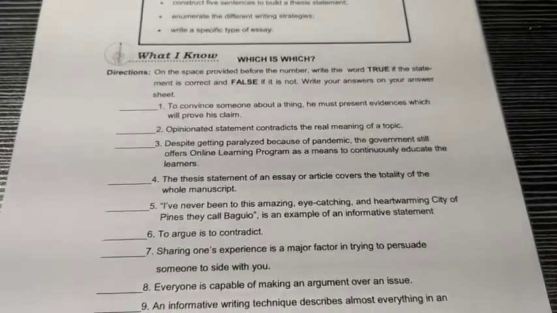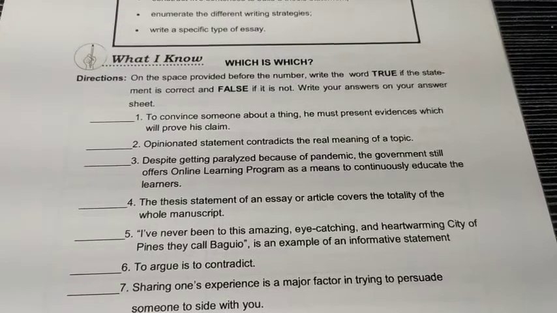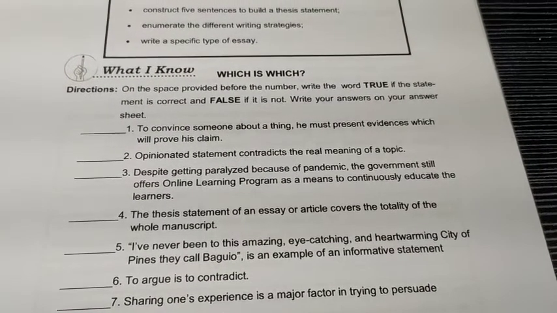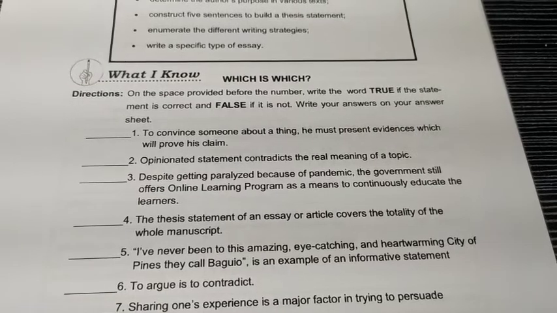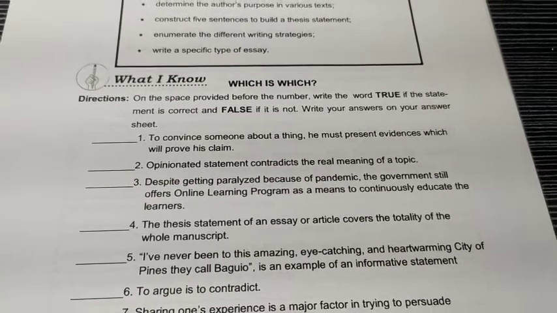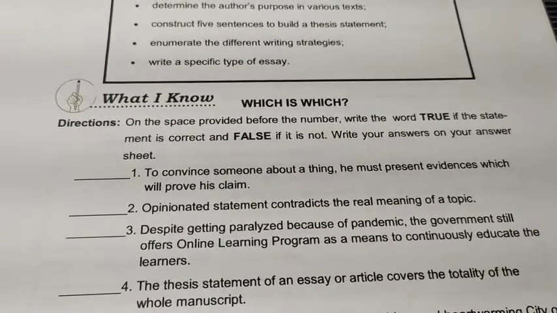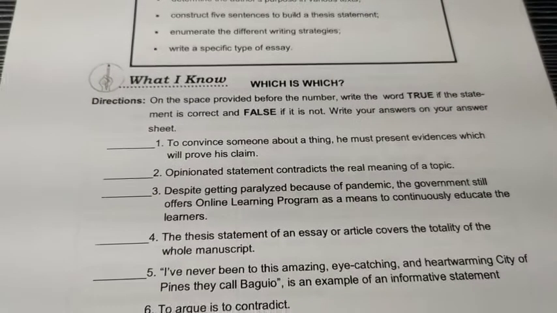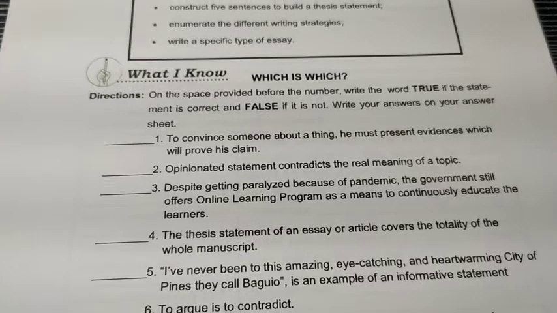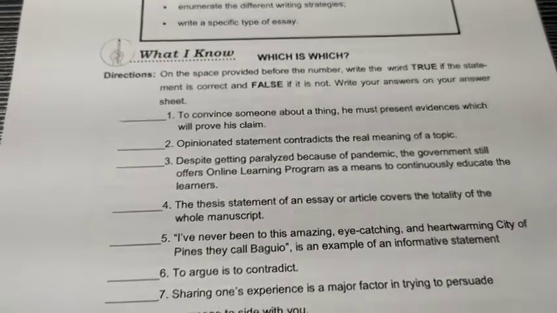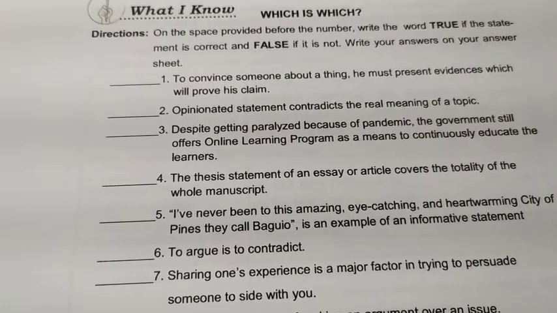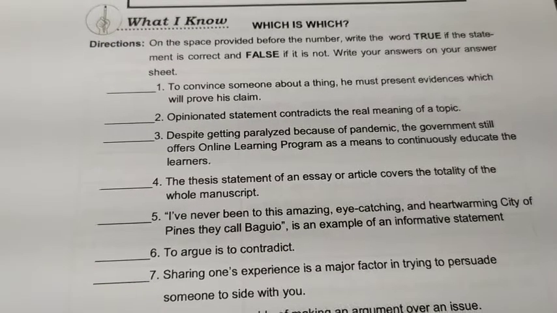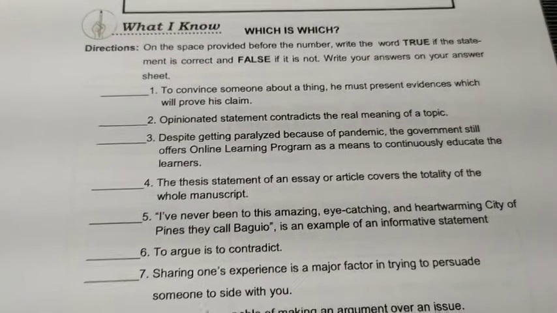So in the What I Know part, you have to write the word true, in caps lock, or all letters in upper case. If the statement is correct, you will write true, then false if it's not. So it's very clear, and we are always using this kind of instruction. You will write true or false only based on the statement in each number. If you think that it's correct, then you will write true, then false if it is not correct.